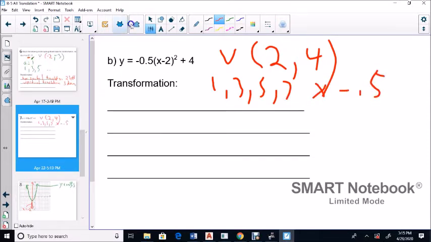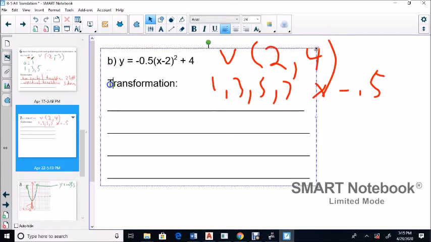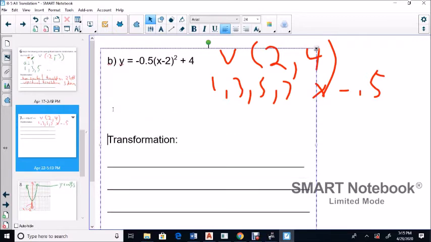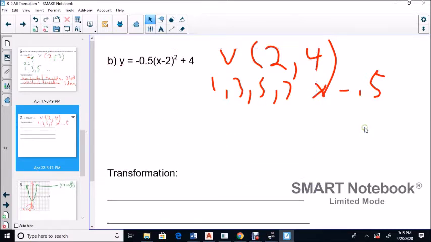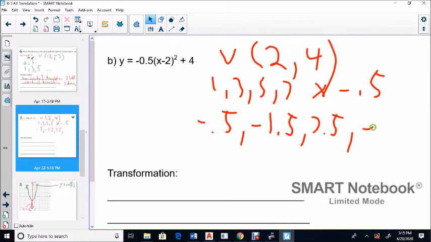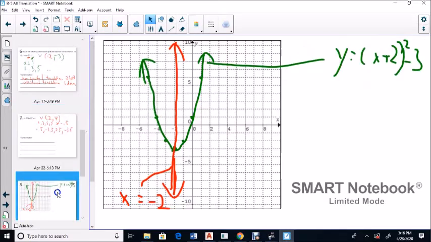And I'll just put this down a little lower so later on you can type the transformation. Okay, so when we multiply that by 1, 3, 5, 7, you get -0.5, -1.5, -2.5, -3.5. So it's going to open down. I can see it already. Okay, so it's going to be a reflection in the x-axis, but let's do it on here. We're going to go 2, comma 4. Let's see, we'll pick a different color here so it's clear.